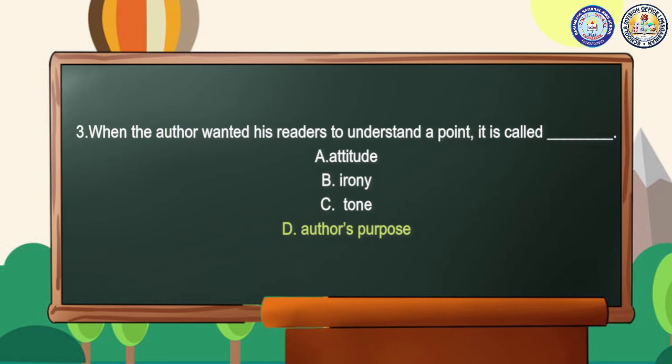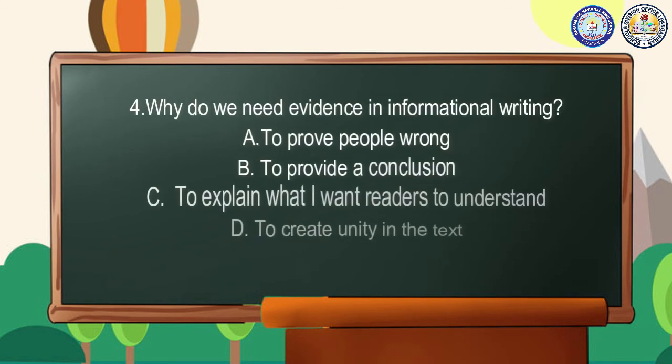Why do we need evidence in informational writing? A. To prove people wrong. B. To provide a conclusion. C. To explain what I want readers to understand. D. To create unity in the text. The answer is B. To provide a conclusion.